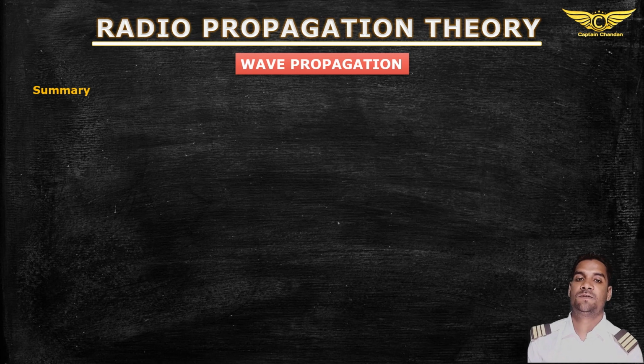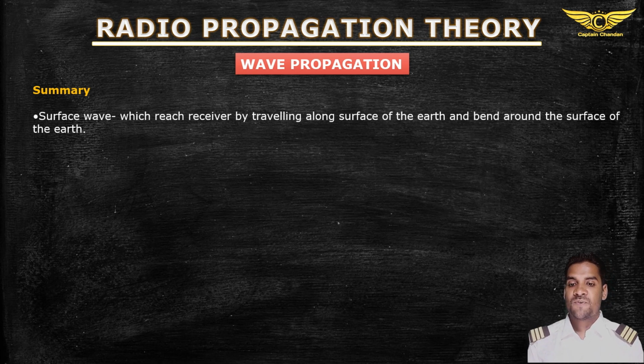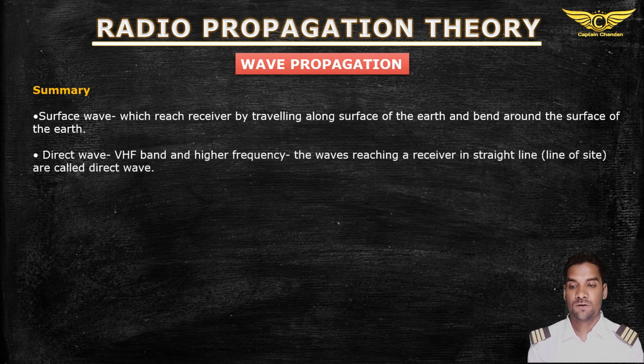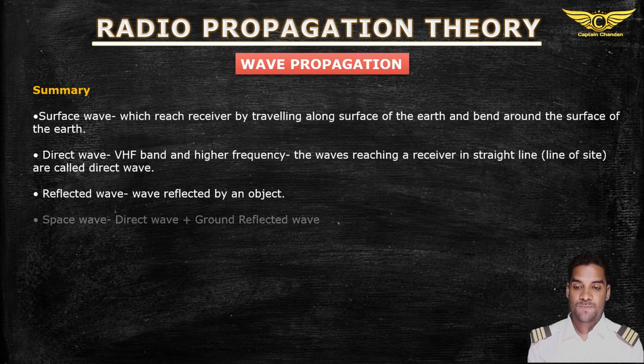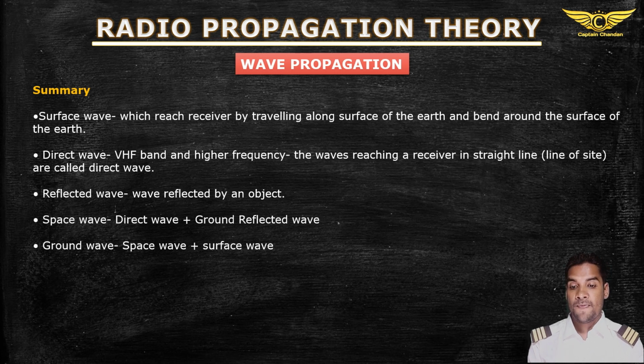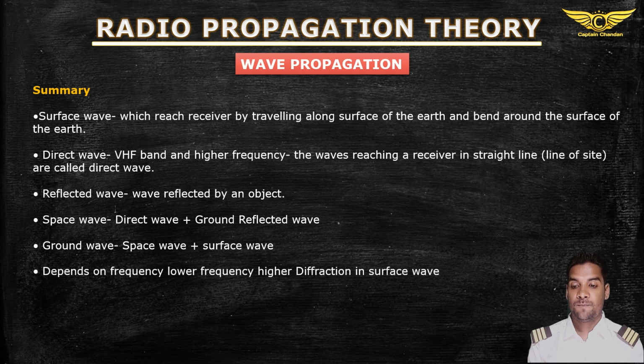So let's summarize the topic. Surface wave reaches the receiver by traveling along the surface of the earth and bending around the surface of the earth. Direct wave: in the VHF band and higher frequency, the wave reaching a receiver in a straight line of sight is called a direct wave. Reflected wave: wave reflected by an object. Space wave: direct wave plus ground reflected wave. Ground wave: a space wave plus surface wave.